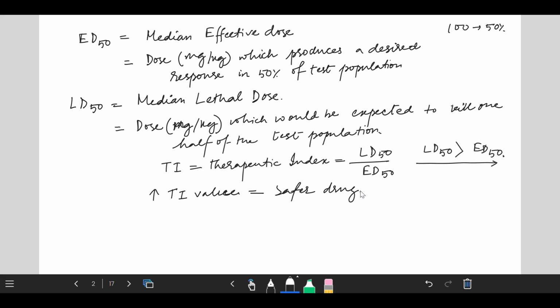Clear? Now why do we need this value? Because after comparison between the ED50 value and the LD50 value, we can evaluate how safe the drug is for our population. So we need the therapeutic index value to be calculated.